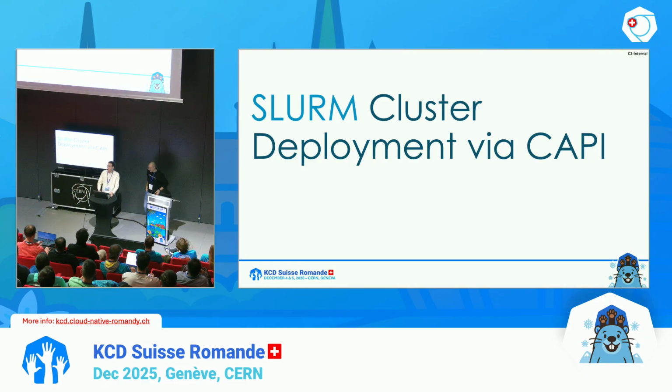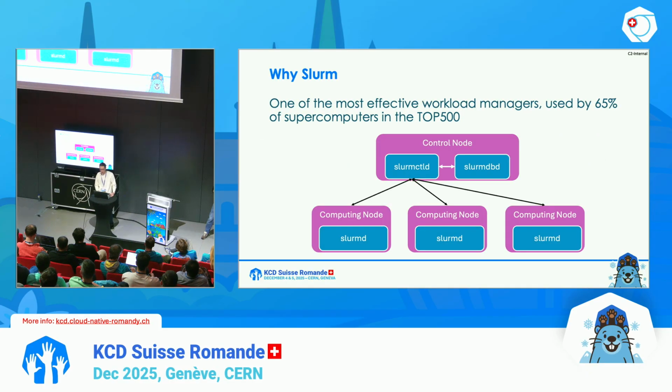To show the adaptability of ClusterAPI extended by the Virtual Kubelet Bootstrap Provider, we decided to create a POC in which we want to provision a Slurm cluster using our solution. Why Slurm? Because it's one of the most effective workload managers, used by 65% of supercomputers in the top 500.